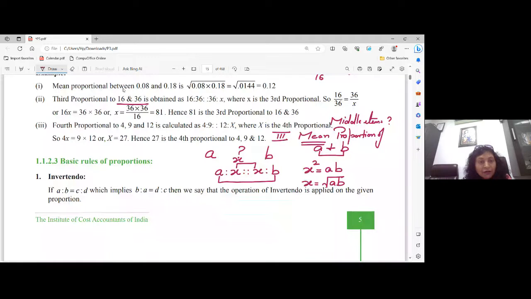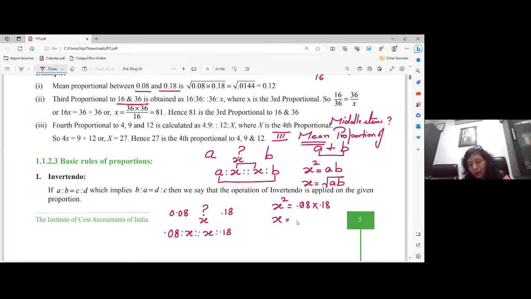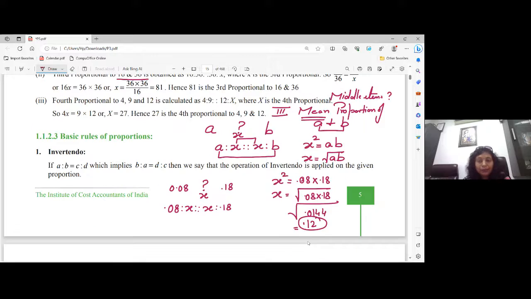Now we have been given a question, find out the mean proportion between 0.08 and 0.18. So 0.08 and 0.18, and we have to find out the mean proportion, that means middle term x. So this is written in this way, 0.08 is to x in proportion to x is to 0.18. So x square is equal to 0.08 into 0.18. So x is equal to square root of 0.08 into 0.18. So this is equal to 0.0144, which is equal to 0.12. So mean proportion is 0.12.